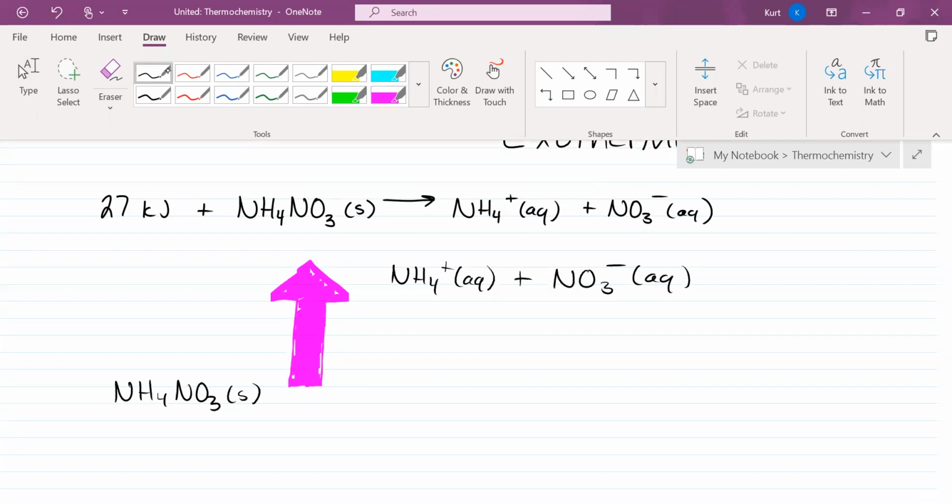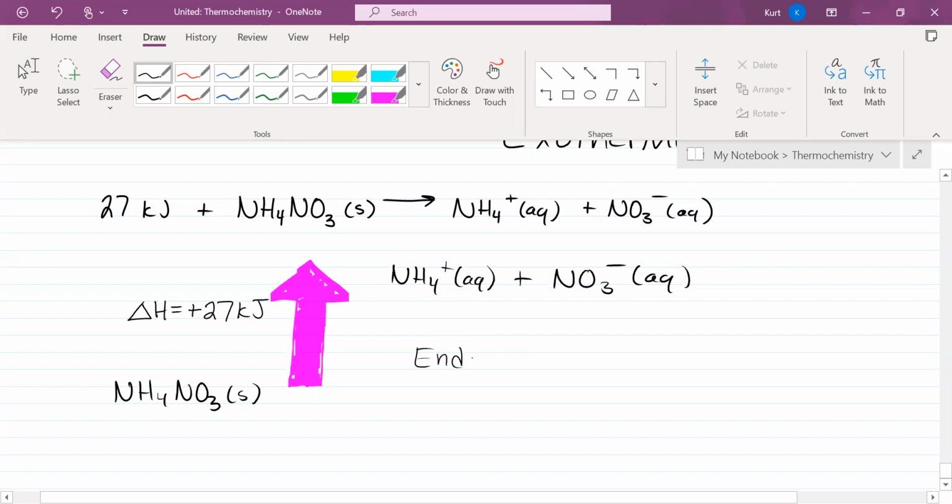How much energy was gained here? What's the change in energy? Would that be positive or negative? Now, you don't have to put a plus 27, but I'm going to do it just so everybody's clear. That's going to be an increase, which would be a gain of 27 kilojoules. How many regular joules is that? 27,000. Right. So what type of reaction is this? This is known as an endothermic reaction.